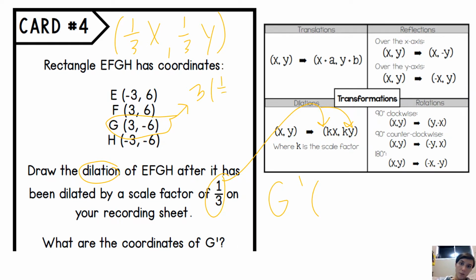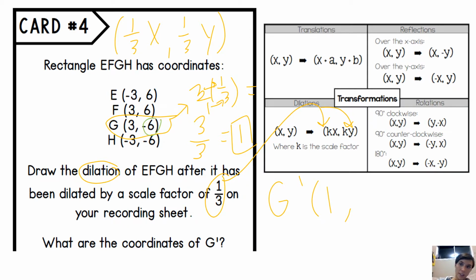3 times 1/3, which is the same thing as 3 divided by 3. Why is that the same thing? Because every regular number is secretly over 1, and when you're multiplying with fractions, you just go straight across. So 3 times 1, 3. 1 times 3, 3. Any number divided by itself? 1. So the new coordinate is going to be 1.